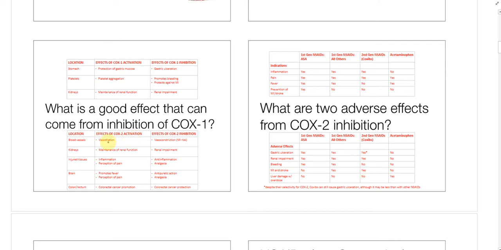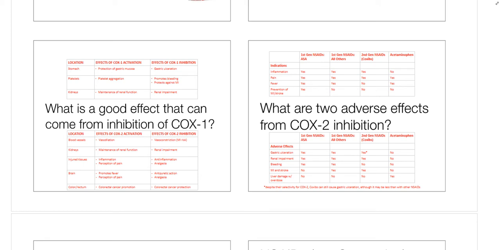For COX-2, COX-2 causes vasodilation sort of all over the place, helps to maintain also renal function, promotes inflammation and the perception of pain at the level of the actual tissues that are injured, promotes fever, and helps again in the brain to perceive pain, better perceive it. And then in the colon and the rectum, it actually can cause colorectal cancer. So I don't know how that works.